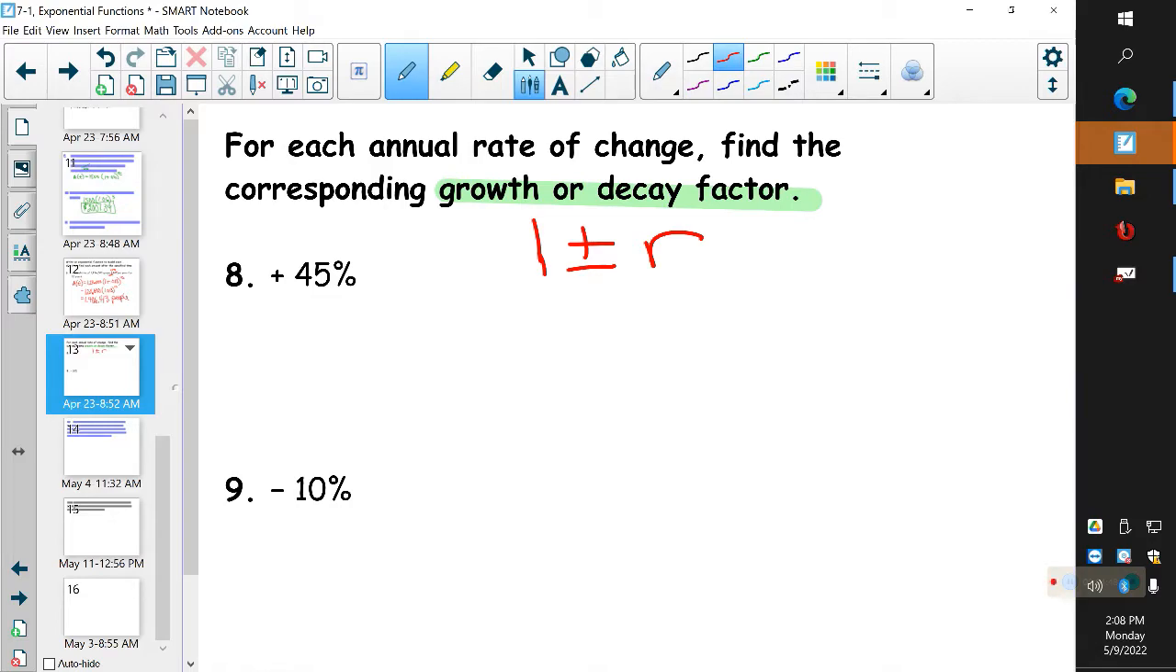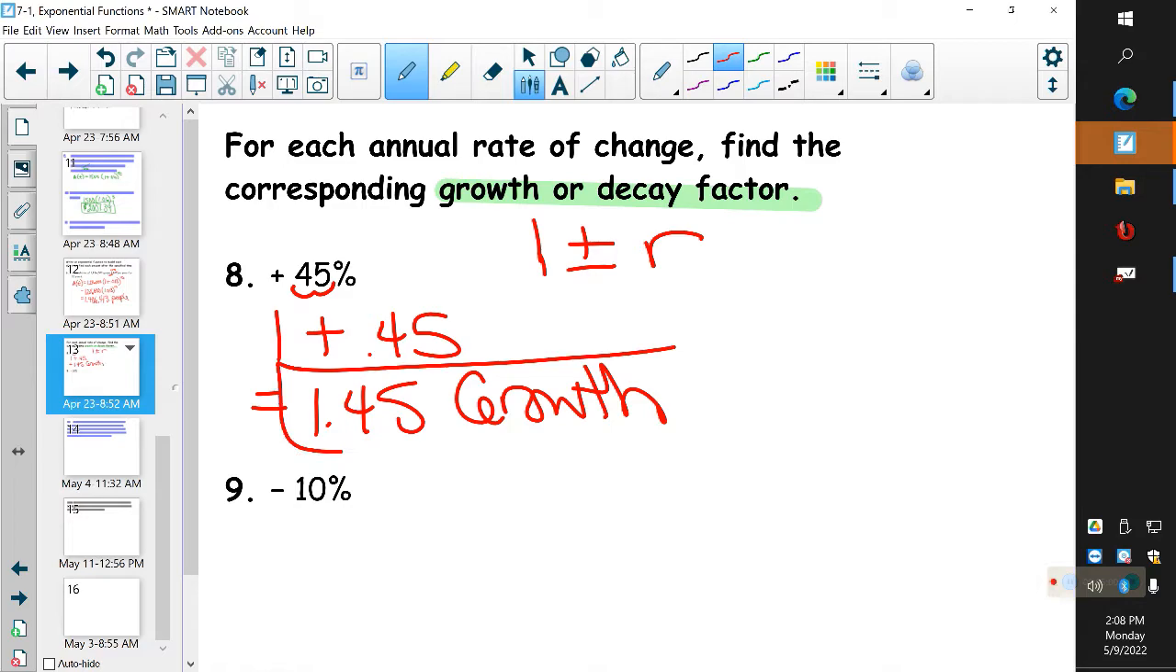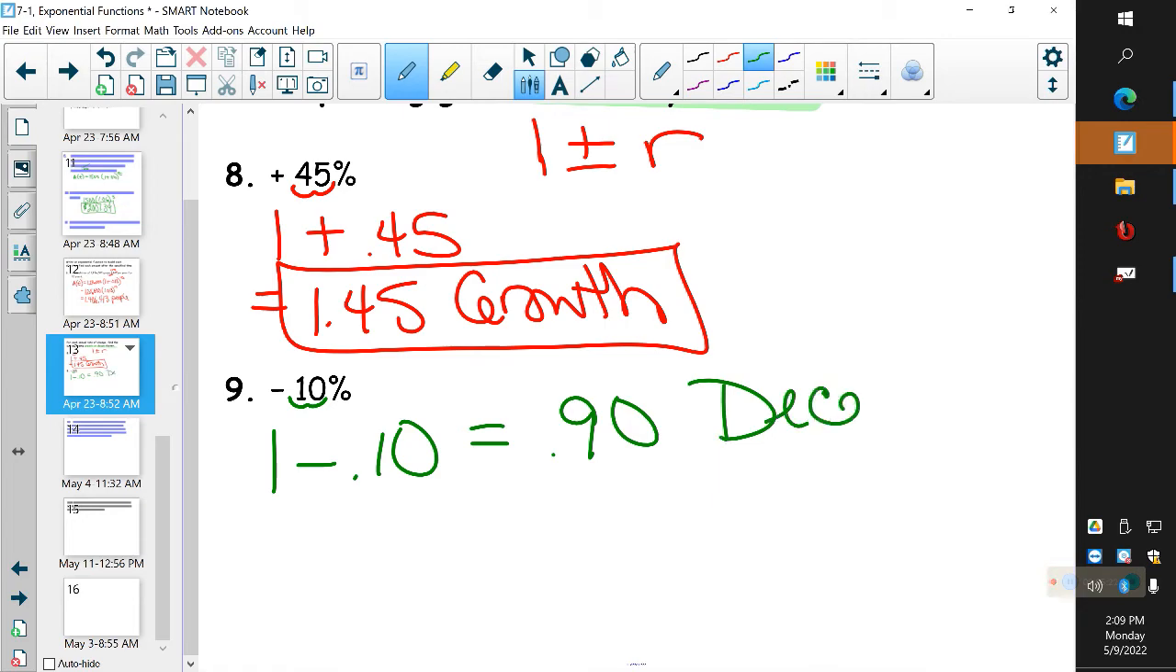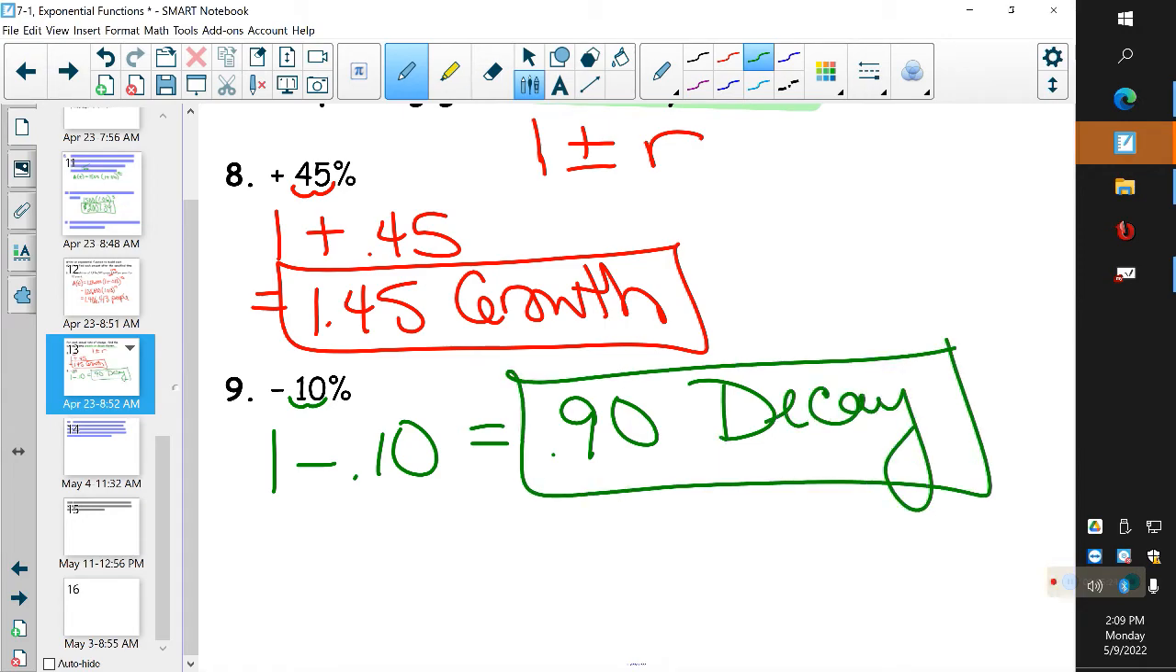Now for number 8, it says plus 45%. So what does that mean? You are having 1 plus 0.45. So that is going to be 1.45 growth. Yes? Do we see that? What does number 9 mean if it's minus 10%? That's going to be decay, so we're going to have 1 minus 0.10 to give me 0.90 as your decay. Does that make sense? Are we good?